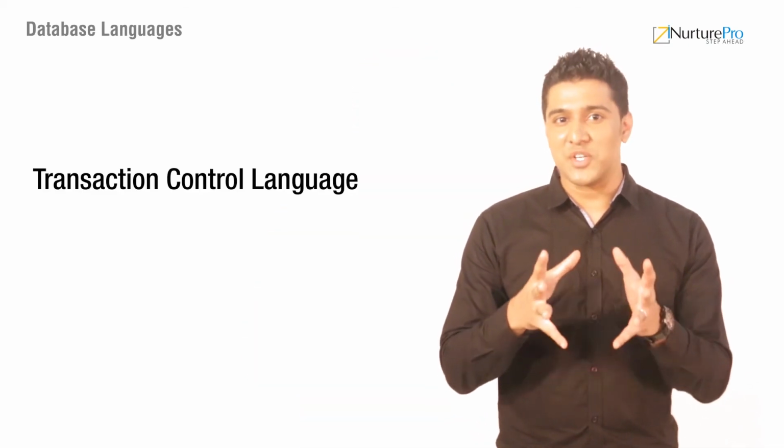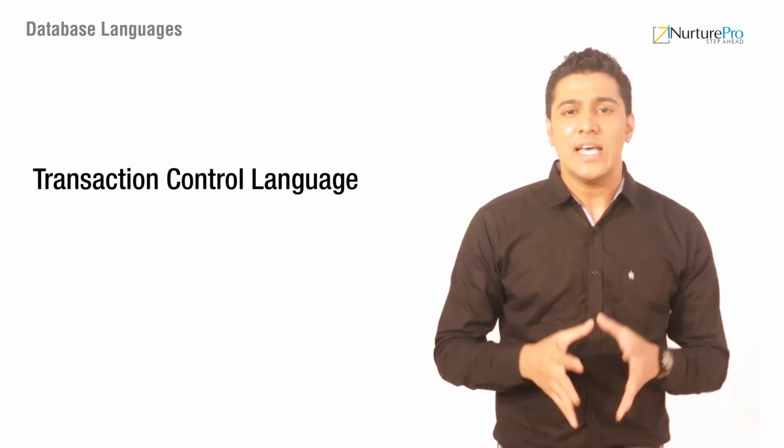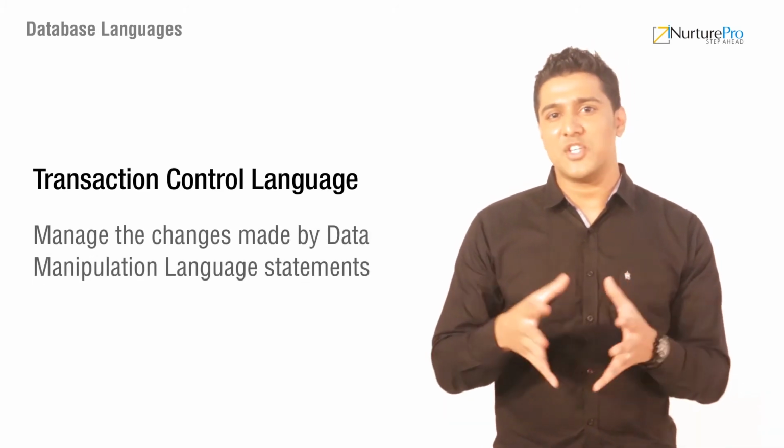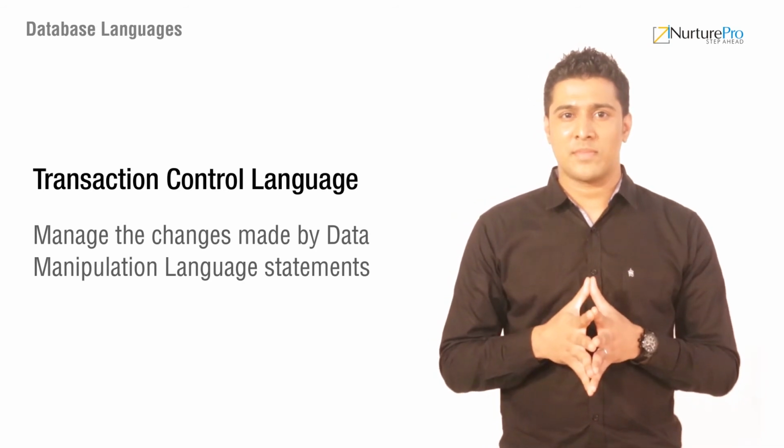Suppose you accidentally delete some records and you want to revert it back, or while running an update statement, there was some problem and now you are not sure which data is updated and which is not. What do you do in such situations? In this case, you can use the transaction control language. This is used to manage the changes made by data manipulation language statements.